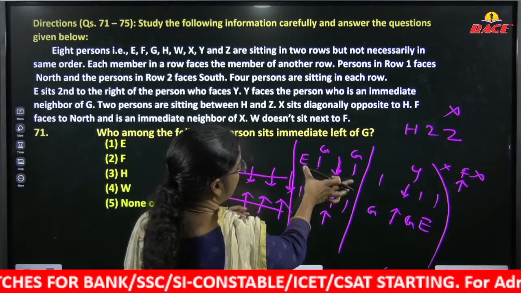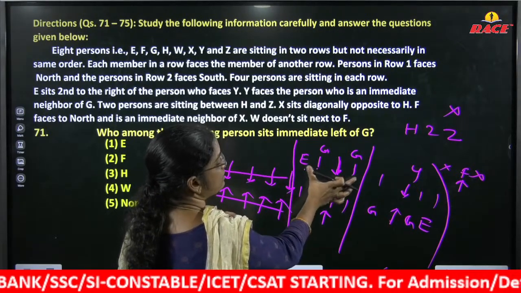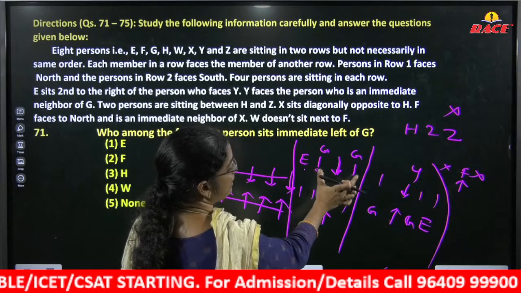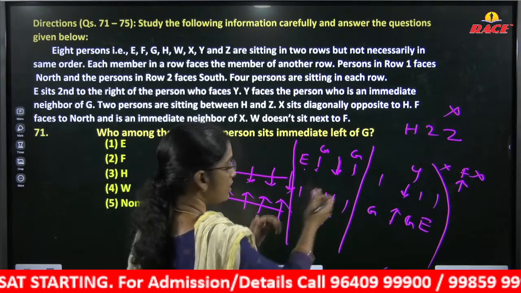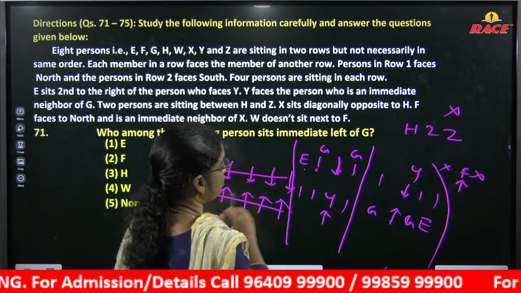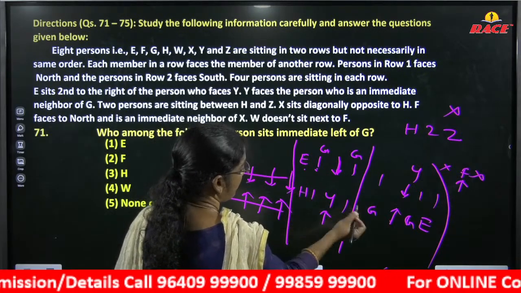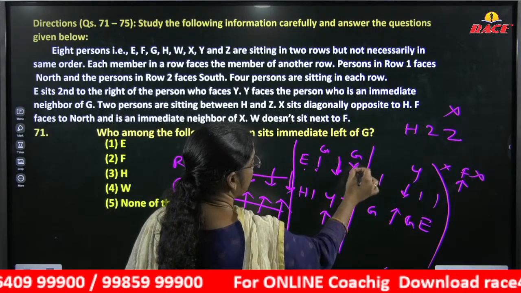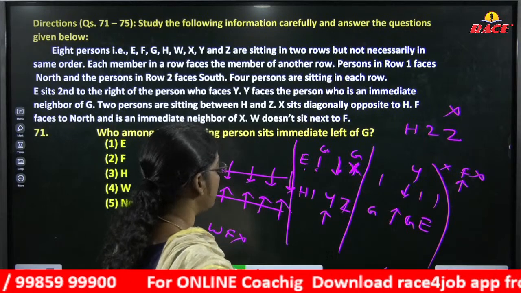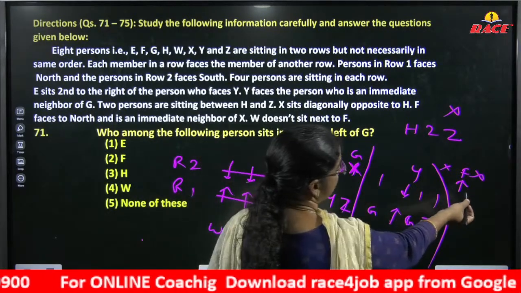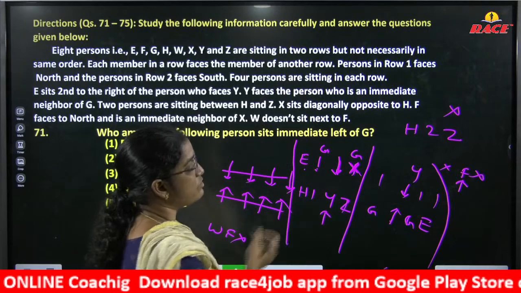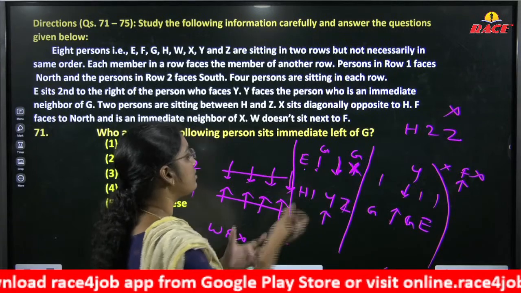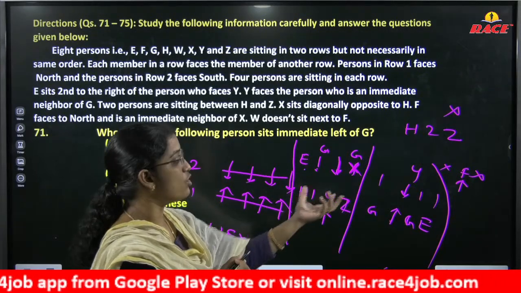In the second row we don't have a chance to take H and Z, because here only these three places are vacant, and with these places we cannot satisfy that condition. That's why I'm taking that condition in the first row. I'm taking H here and Z here. H is diagonally opposite to X, so this position is for X. Then one more piece of information: F faces north and X is an immediate neighbor of F. Here we have only one vacant place to place F, but where we place X, we are not getting a chance to place both the persons here.